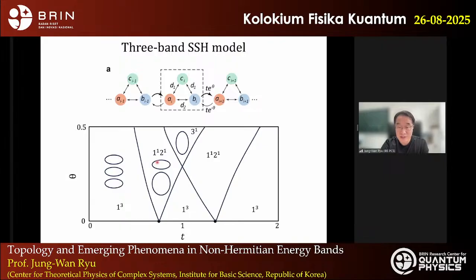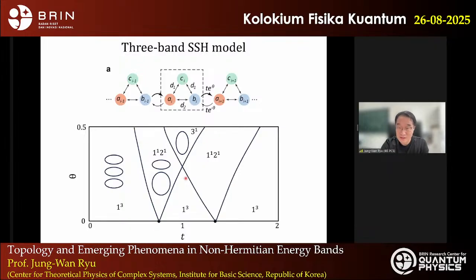This band maintains its shape, but these two bands make exceptional points and merge like this, so they make one two-cycle band. And in this regime, all three bands are merged, so they make one three-cycle band. And this regime is the same as this regime, and these two regimes are the same as this regime. So we found three different topological classes in the three-band model. And every transition occurs at an exceptional point here.